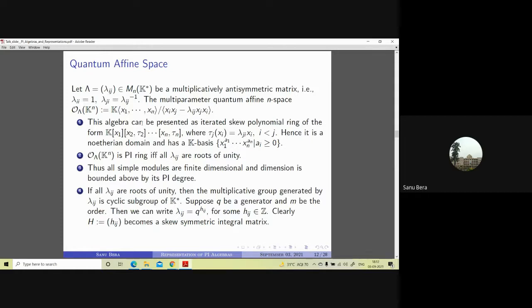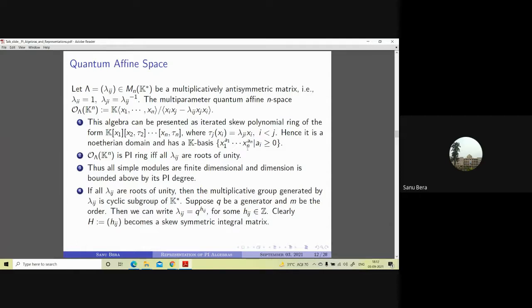And this algebra can be presented as an iterated skew polynomial ring of that form, twisted only by automorphism. There will be no derivation arising. The ordering of the indices is x1, x2, ..., xn. And here the automorphism looks like this. By the previous property of skew polynomial rings, as k is Noetherian and k is of course a domain, and all tau i's are automorphisms, because lambda ij are non-zero entries. So this quantum affine space is a Noetherian domain with some basis. The k basis looks like this, and this k basis follows from the Diamond lemma. I am not going into that part, but exactly this will be the k basis as a vector space.